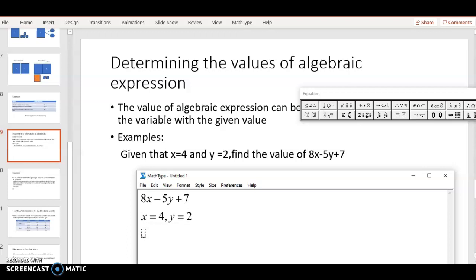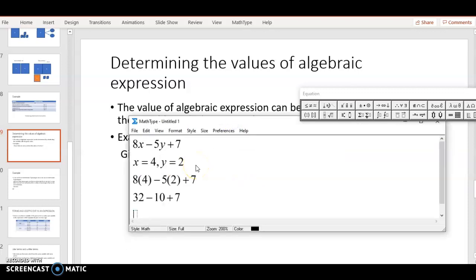So what happens here? The value of x, you have to substitute with the number 4. So 8 stays the same, and then you put a bracket and replace x with 4. Then minus 5, multiplied by y, which you replace with 2, and then plus 7. When you get it, you can say that 8 times 4 is 32, minus 10, plus 7.